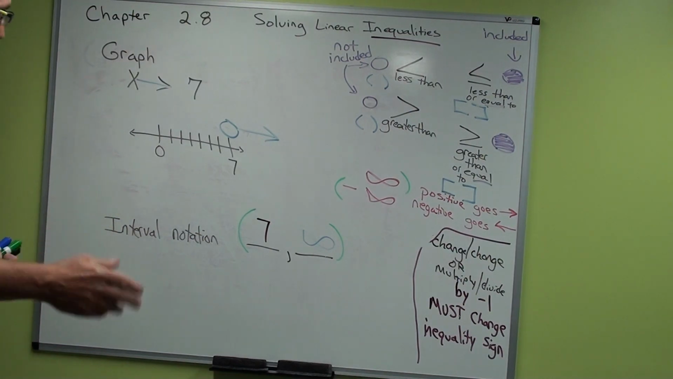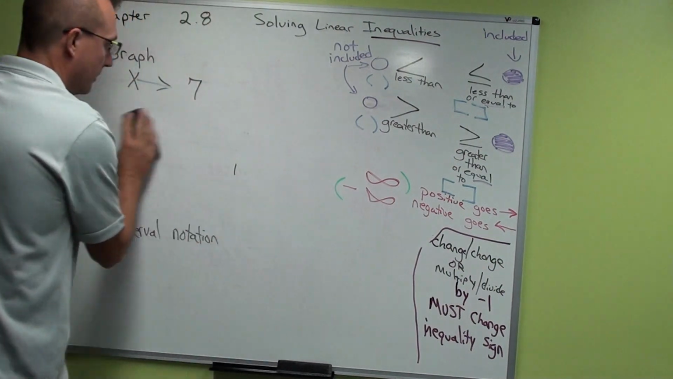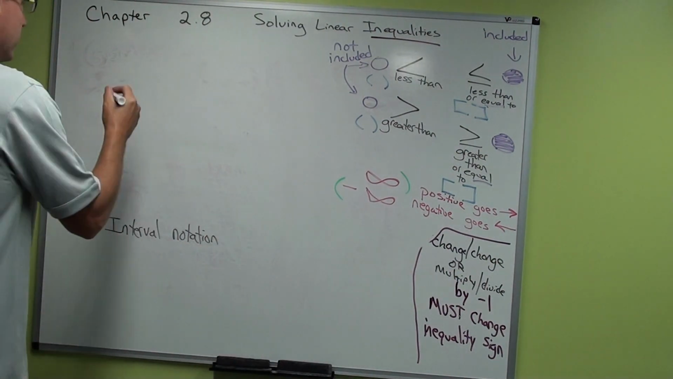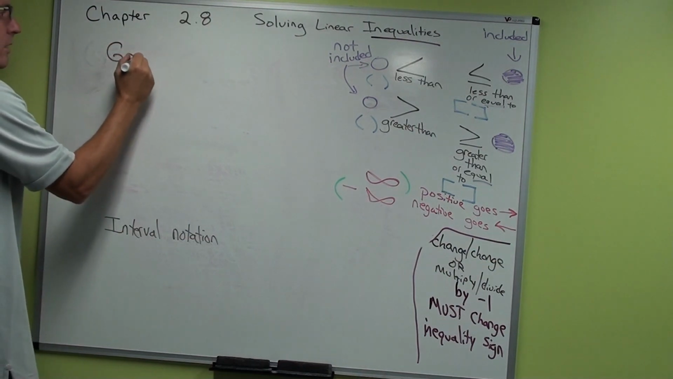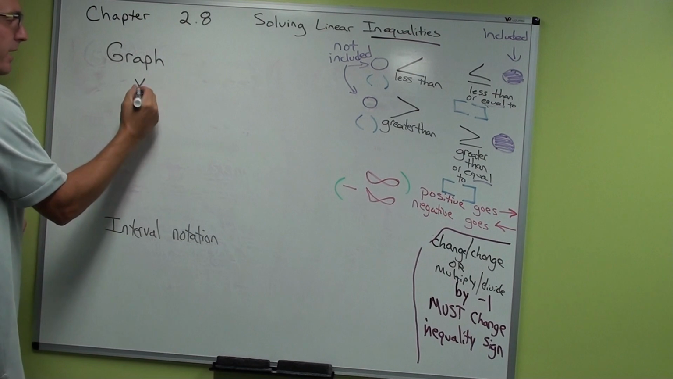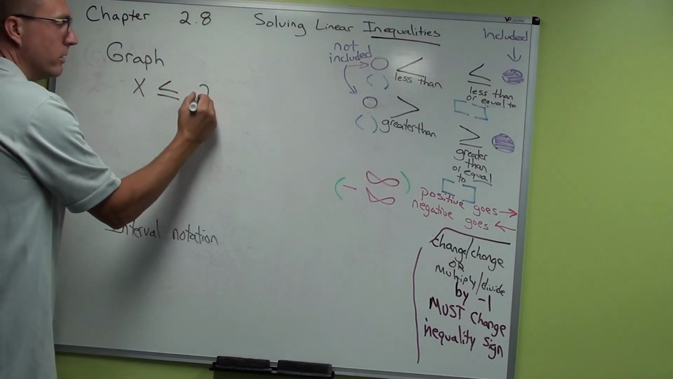Alright, so let's do another one. I'm going to erase this and leave the rest here. Alright, so it's going to say graph x is less than or equal to 2.